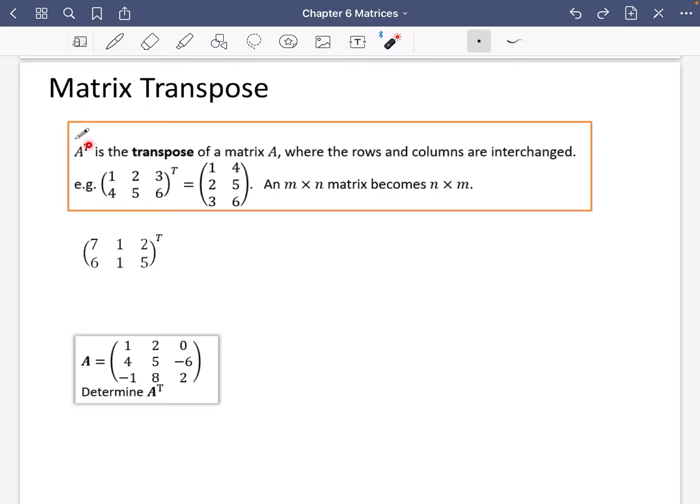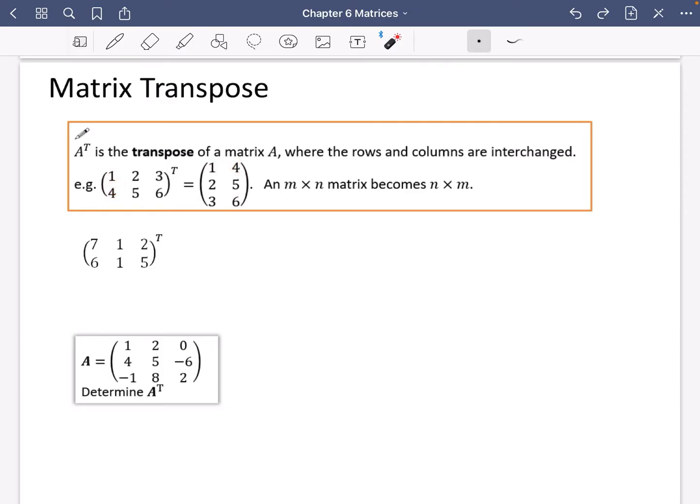So A with a little t in the corner is called the transpose of a matrix A. All this means is that the rows and columns become interchanged, they kind of switch around. So for example, the transpose of 1, 2, 3, 4, 5, 6, a 2 by 3 matrix, becomes a 3 by 2 matrix, and you'll see that the first row became the first column, the second row became the second column, or you could think that the first column became the first row, etc.